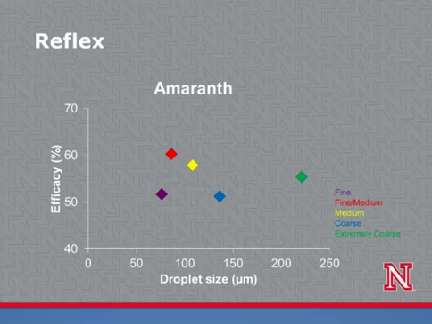Reflex is a PPO inhibitor, and what you'll see is dramatic differences between the droplet size and the spray quality we get with these particular products. On the amaranth, as we've seen in previous slides, a very stable trend between droplet size, you can see a much greater difference now, with that fine to medium sized droplet being the greatest for efficacy, the fine droplet being very, very small and seeing reduced efficacy there, as well as reduced efficacy with the coarse size spray droplet, indicating that we've probably either gotten too small and we've had a lot of drift off of the target area, or we've gotten too coarse and we're not getting very good coverage for this particular product.